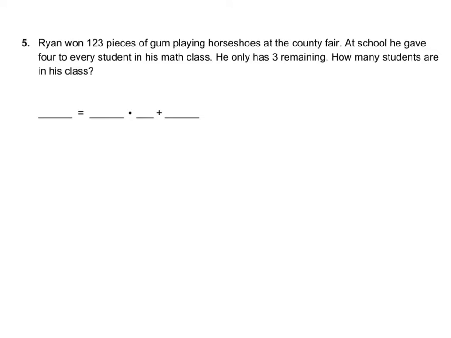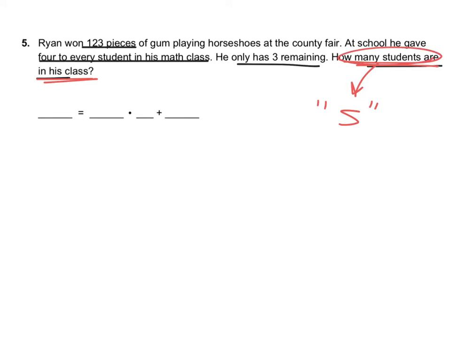Final example says that Ryan won 123 pieces of gum playing horseshoes at the county fair. Later that week at school, he gave 4 to every student in his math class. He only has 3 remaining. How many students are in his class? So again, we want to be thinking about what don't we know. We don't know how many students are in his class. So that's going to be our variable. So I'm going to use the letter S for students, and that's going to represent how many students are in his class.